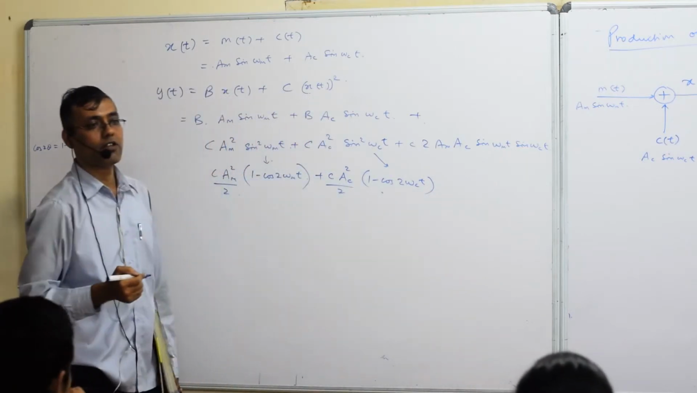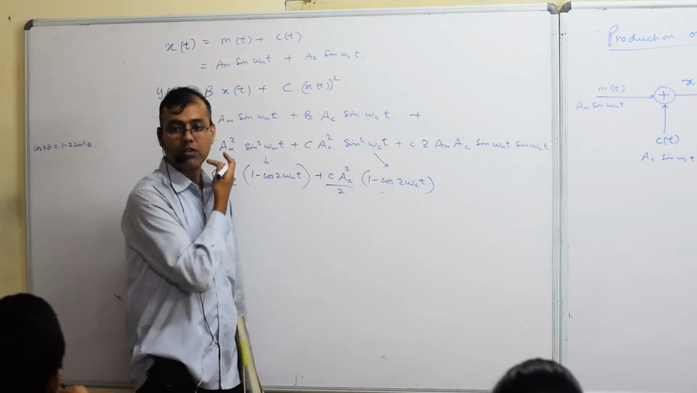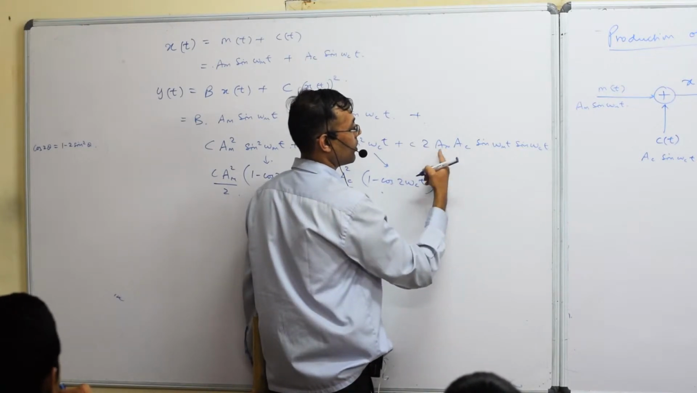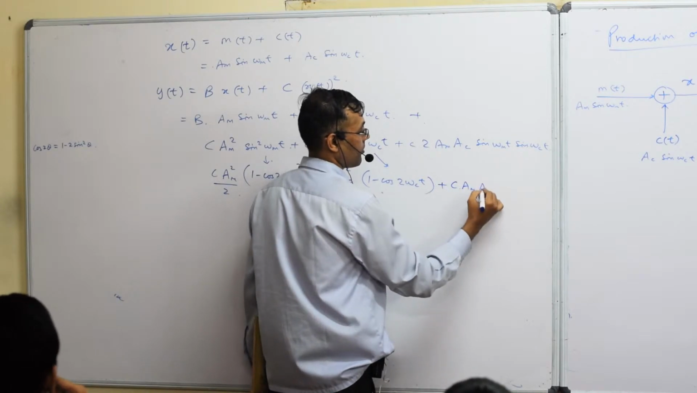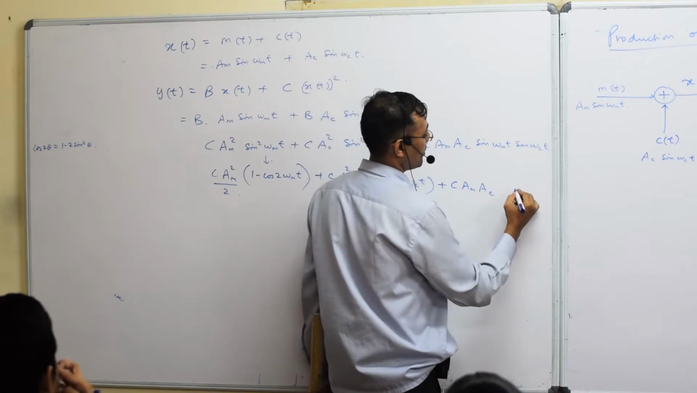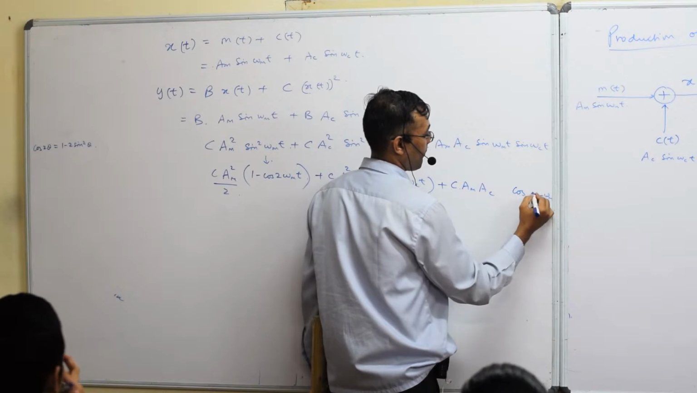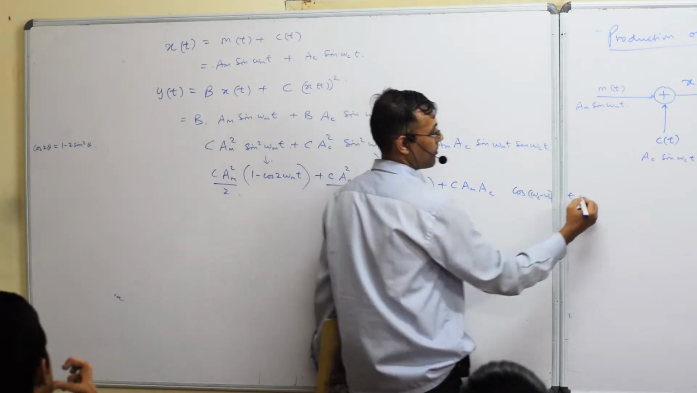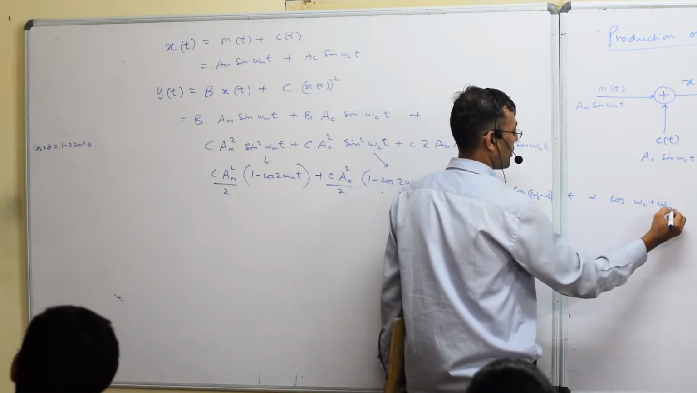What is 2 sin A sin B? From the previous derivation, cos A minus B minus cos A plus B. So plus, you can include this 2 also. So it is c into Am into Ac. This is going to be written as cos, it's going to be very lengthy, let's see, cos omega c minus omega m into t, plus cos omega c plus omega m into t.